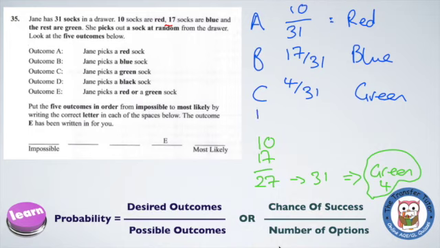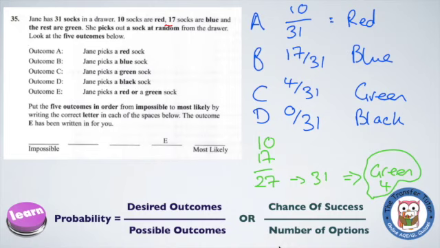For outcome D, picking a black sock. Now when we look at the question, there are no black socks. There's blue, there's green, there's red, but there are no black. So in that case, there's no chance of a black sock being chosen.